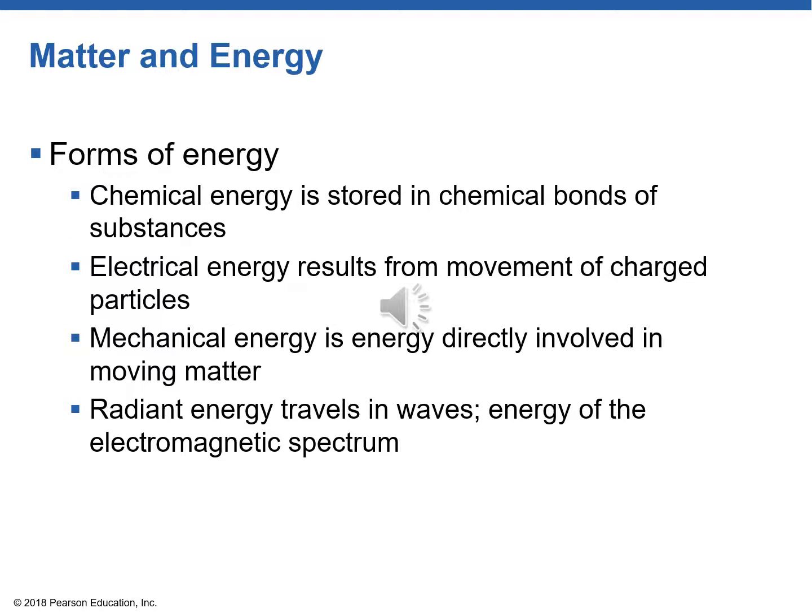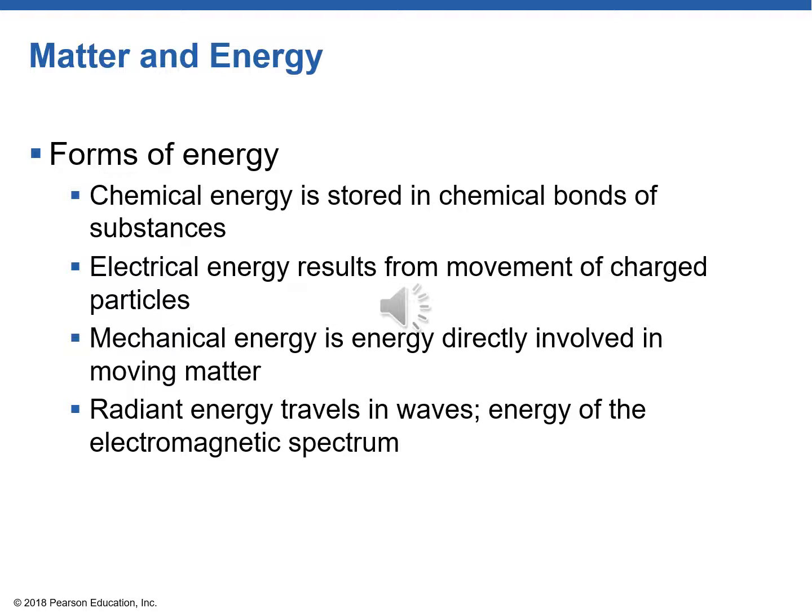The best example of chemical energy in the body is in ATP, adenosine triphosphate. It stores energy. When it breaks down to adenosine diphosphate, ADP, and one phosphate group, then it releases its energy. So you can see that that energy was stored in a chemical form.